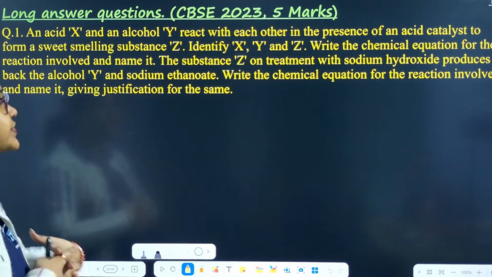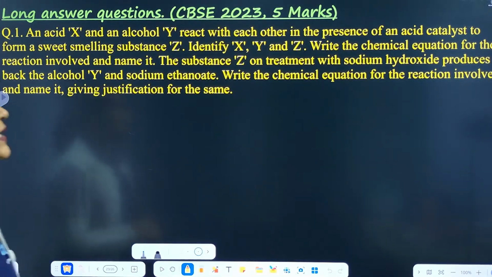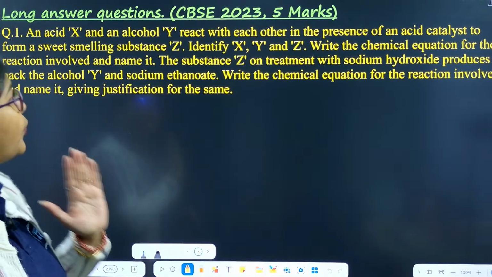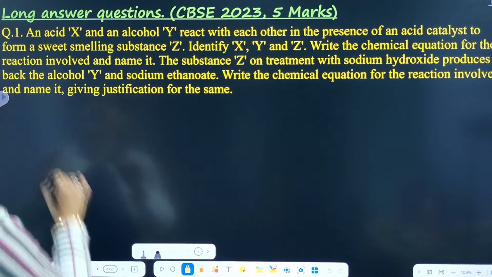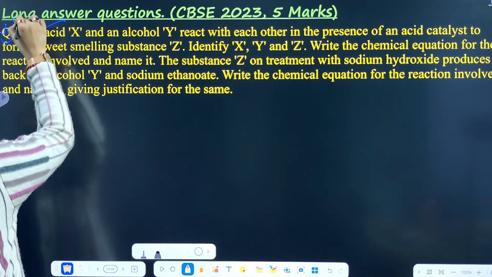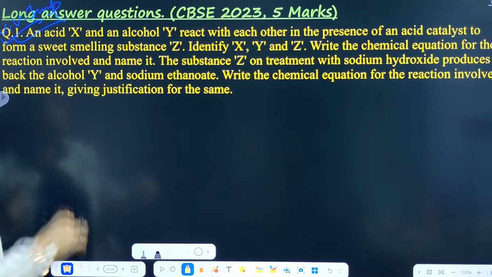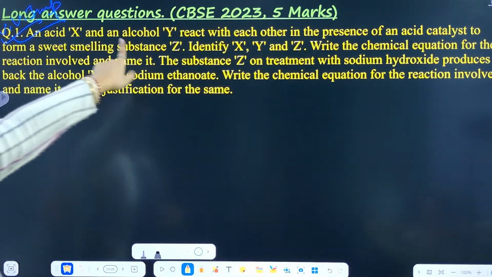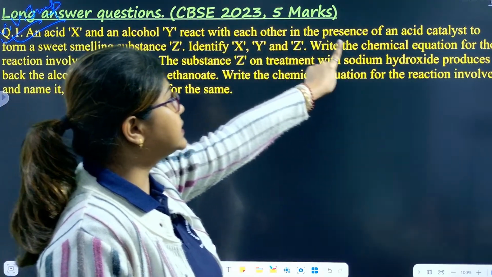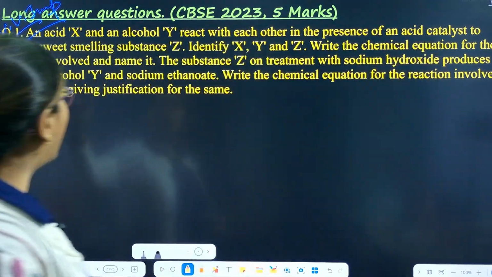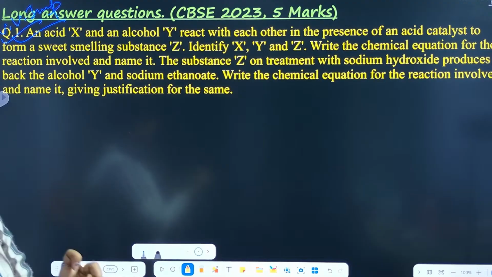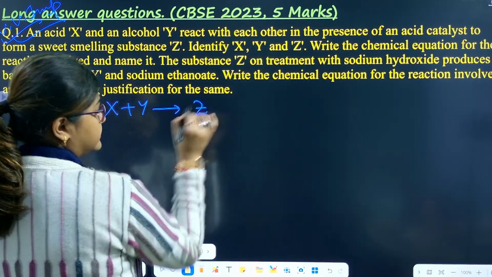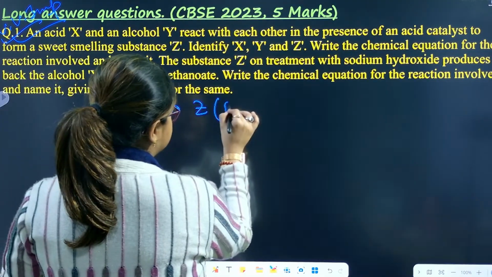Now coming back to, you see, it's a 5 marks question in CBSE 2023 boards. An acid X and an alcohol Y react with each other. See, esterification reactions, very, very important. Just the pattern of the question is changing. Acid X and alcohol Y react with each other in the presence of acid catalyst to form a sweet smelling substance Z. That means X plus Y gives me Z, which is sweet. This is ester.